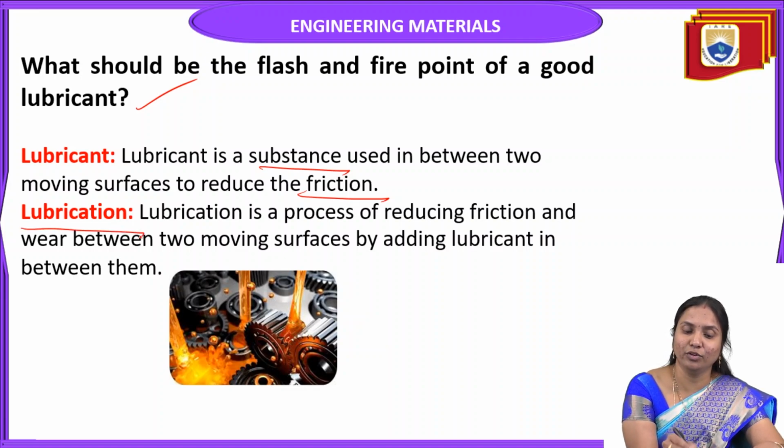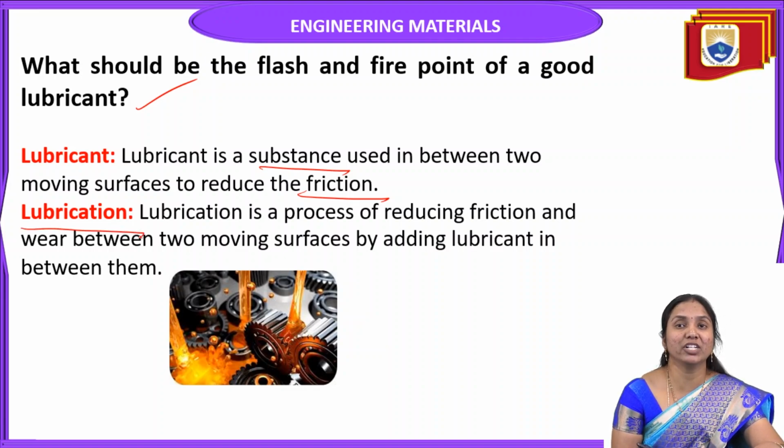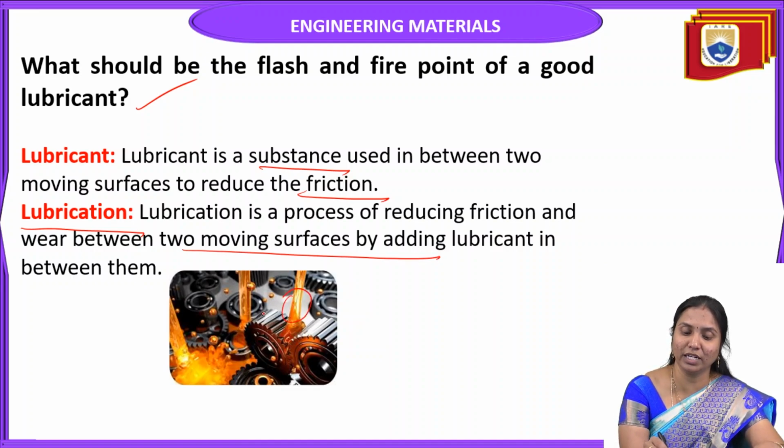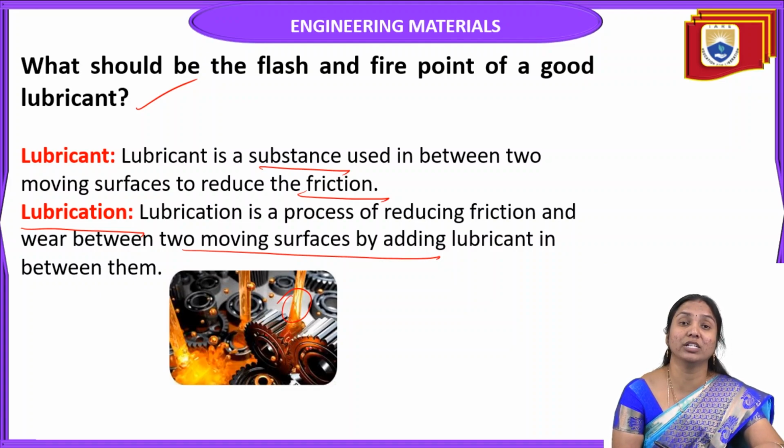What is the meaning of lubrication? Lubrication is a process that reduces the friction and wear between two moving surfaces by adding lubricant in between them. When we add lubricant in between two moving surfaces, it reduces the friction. This process is called lubrication and that substance is called lubricant. Best examples: oils, grease, Vaseline, all these are lubricants to avoid friction.